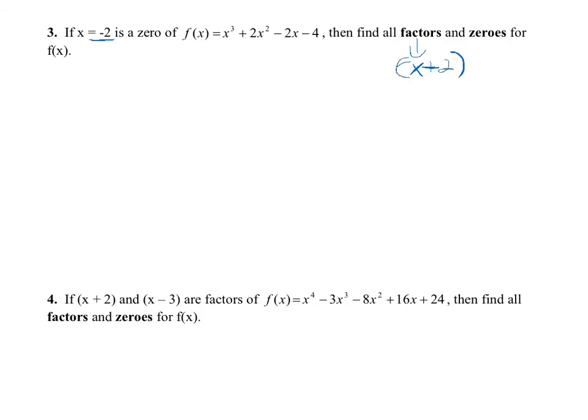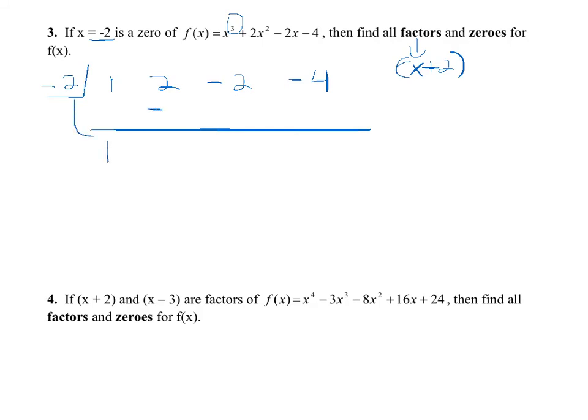Now you can see I have a cubic function, so I only have to use synthetic division once to get f of x down to a quadratic. So I'm going to put -2 in the top left-hand corner, put all the coefficients for f of x. We have 1x cubed, 2x squared, -2x, -4. Okay, I use synthetic division. I bring down this 1.